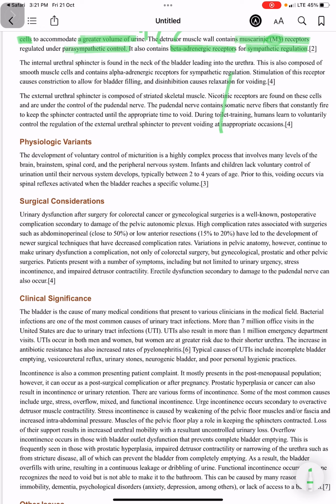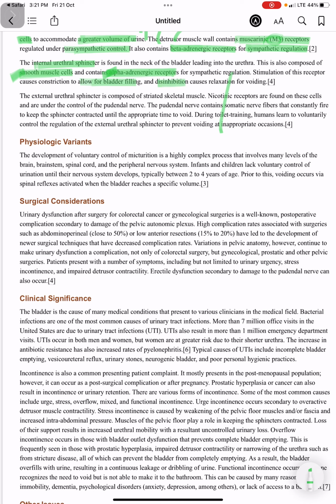So the internal urethral sphincter is found in the neck of the bladder leading into the urethra. It is also composed of smooth muscle cells, and this contains alpha adrenergic receptors for sympathetic regulation. So stimulation of this receptor allows constriction to allow for bladder filling, and disinhibition causes relaxation.